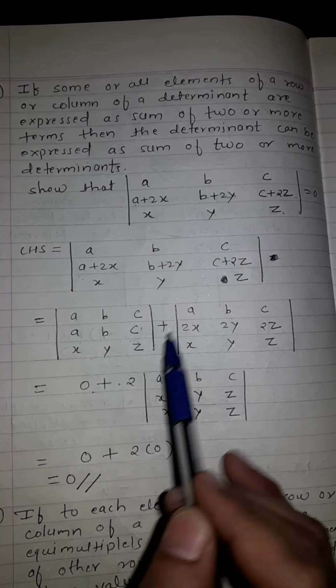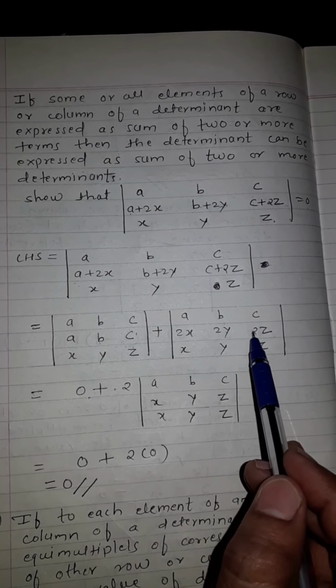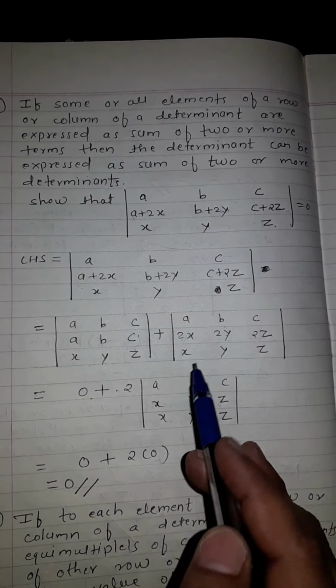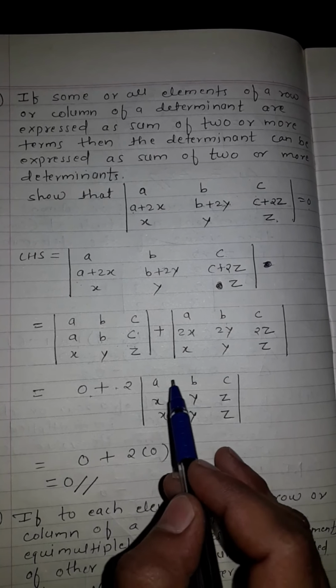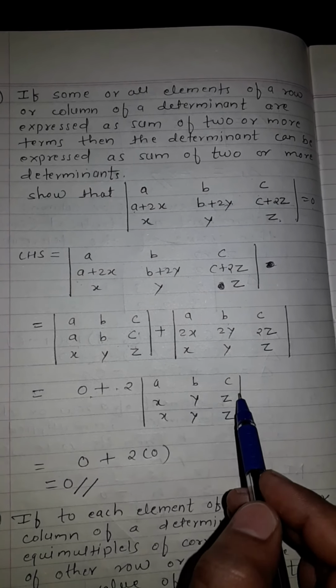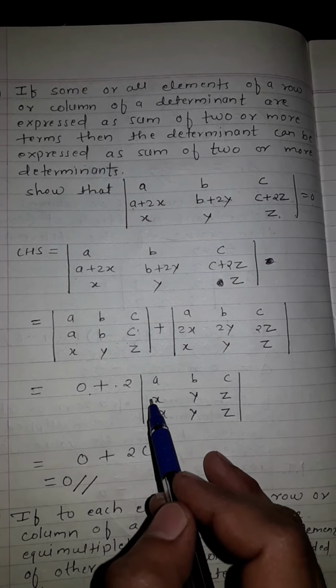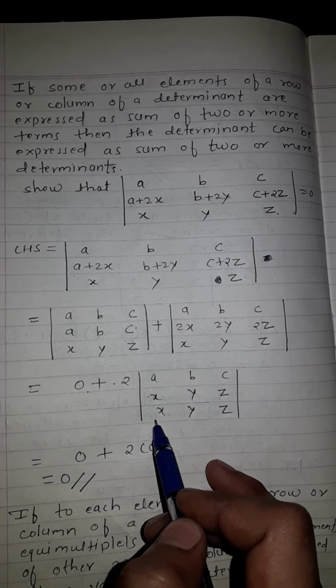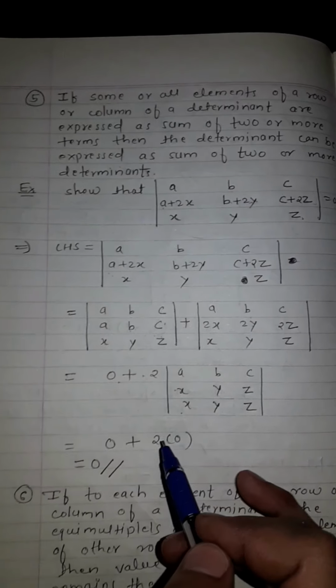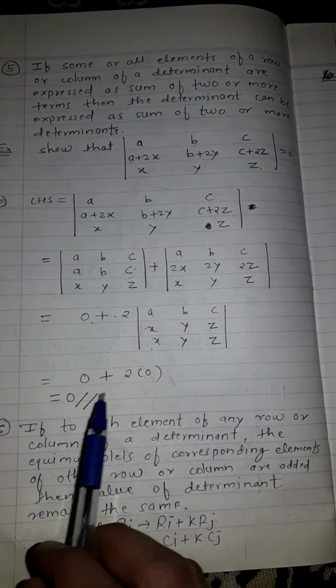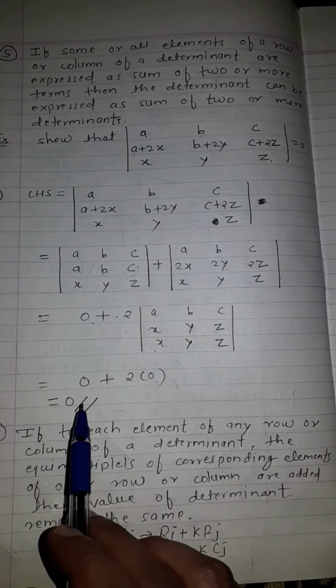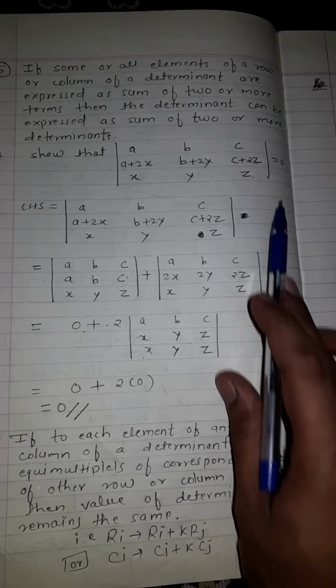Plus now 2x, 2y, 2z. In the second row 2 is common, so I have taken 2 outside, left with a, b, c, x, y, z, x, y, z. Again here R2 and R3 are identical, therefore the value of the determinant is again 0. So that is 2 into 0. So 0 plus 2 into 0 is 0 only. Therefore it is proved here.